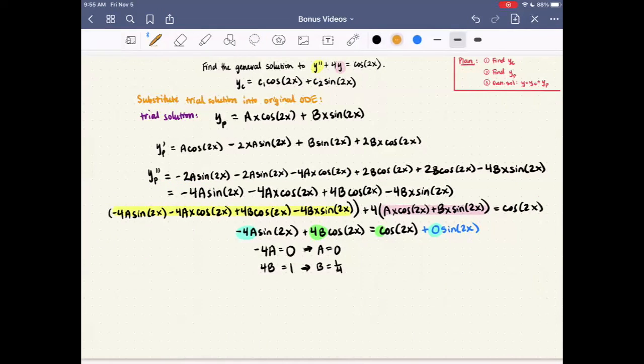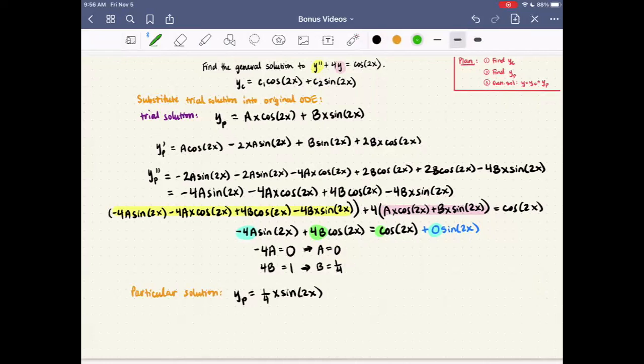All right, so what did we just do? We had a trial solution that we figured out should be this form, and we plugged it in to try to figure out what a and b should be. We found out that a is 0 and b is 1/4, so I'm going to write down our particular solution. Particular solution is going to be 0 times x cosine 2x plus 1/4 times x sine 2x. So really it's just 1/4 x sine 2x.